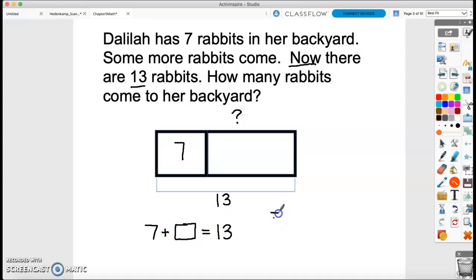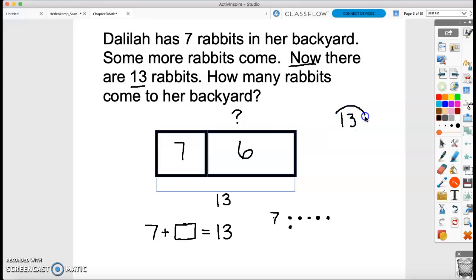I'm going to start with 7 and I'm going to count up to 13. Here we go. So 7, 8, 9, 10, 11, 12, 13. So I have 1, 2, 3, 4, 5, 6. So 6 and 7 go with 13 in my number bond.